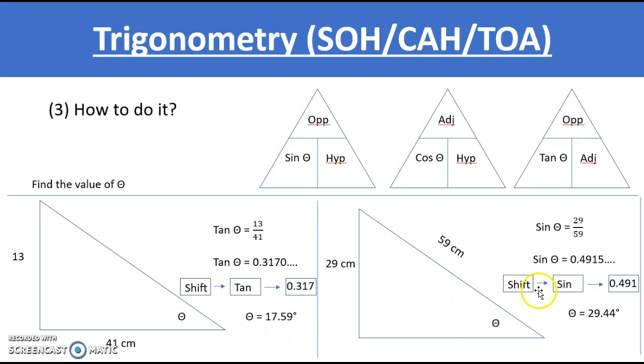Same thing for here. We previously mentioned that this is sine. So we take 29 divided by 59, which is 0.4915, and we apply the same thing as here. Shift sine 0.491, and we get the answer as 29.44.